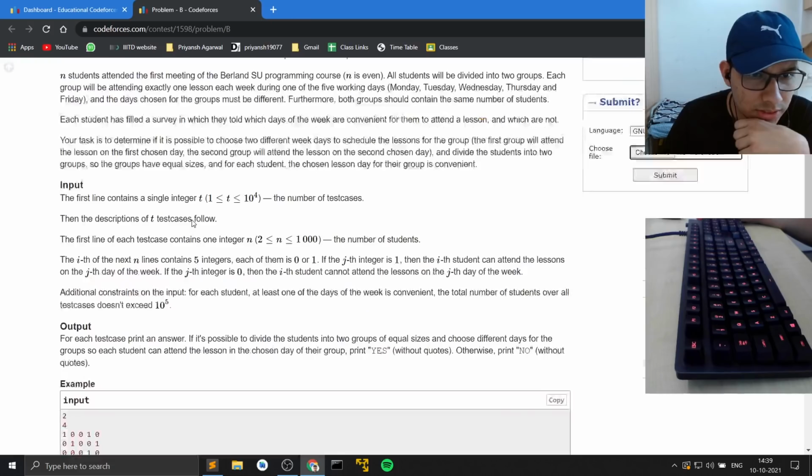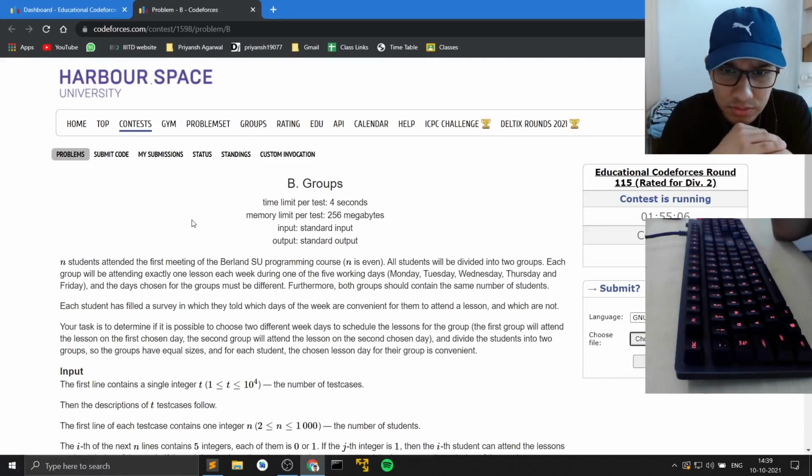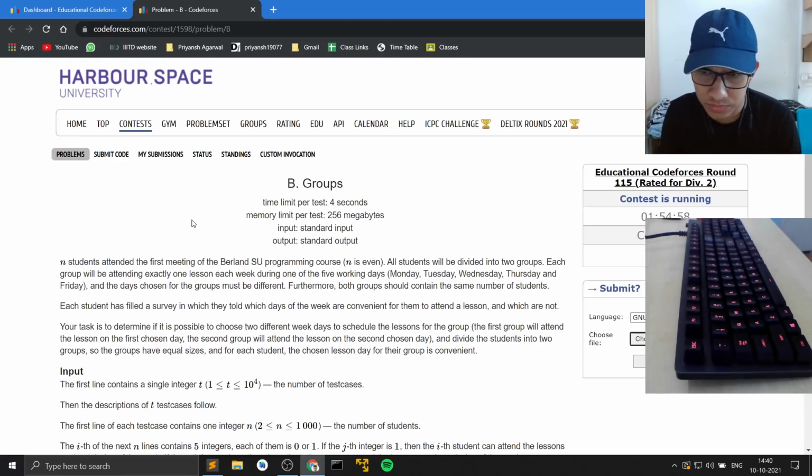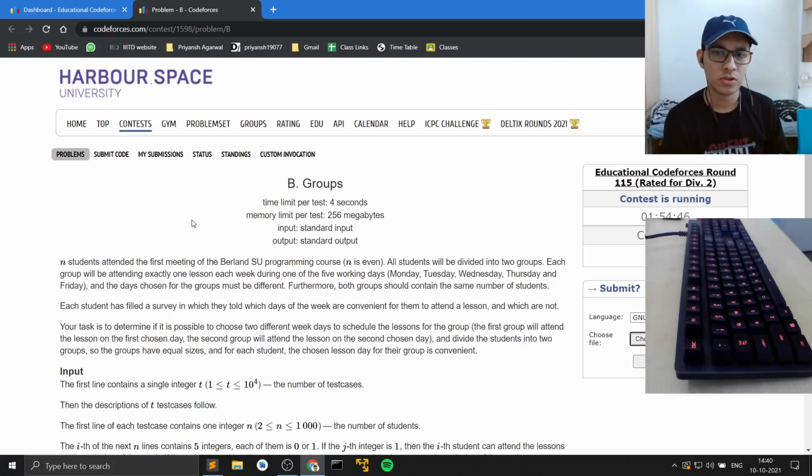When students attended the first meeting, n is even, okay. All students will be divided into 2 groups. Each group will be attending exactly 1 lesson each week during one of the 5 working days. And the days chosen for the groups must be different. Furthermore, both groups should contain the same number of students.